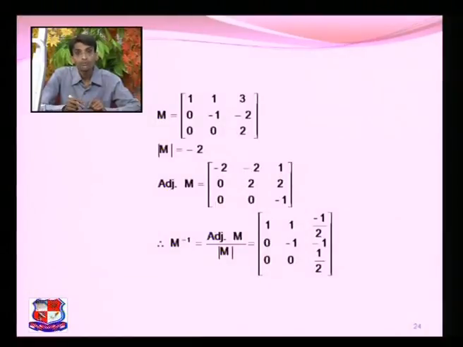M. After finding the determinant of M and adjoint of M, we can easily find M inverse, that is adjoint of M upon determinant of M. Here the determinant is equal to minus 2, so we will get M inverse as 1 1 minus 1 by 2 0 minus 1 0 0 1 by 2. Okay, that will be the M inverse.